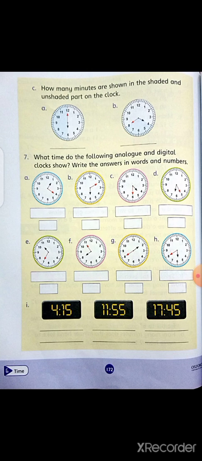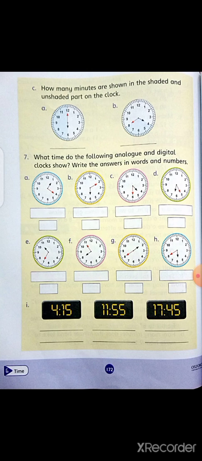Now page number 172, C part. How many minutes are shown in the shaded and unshaded part of the clock? We have done this, so you will write it yourself. Question number 7. What time do the following analog and digital clocks show? Write the answer in words and numbers. A part, time is 1:20 or 20 minutes past 1. In the same way, you will do all these parts.